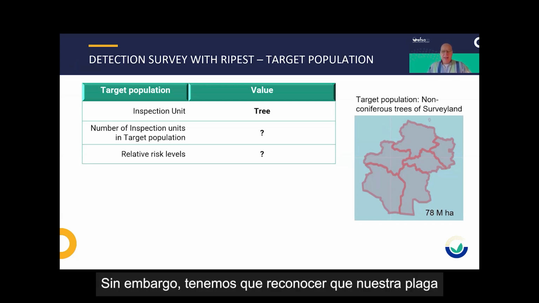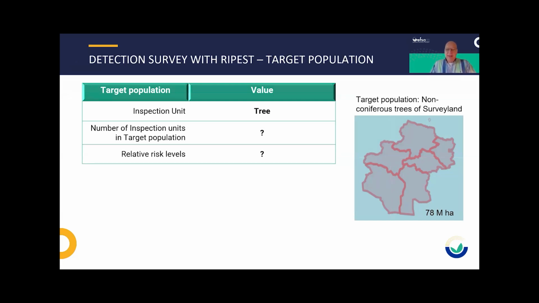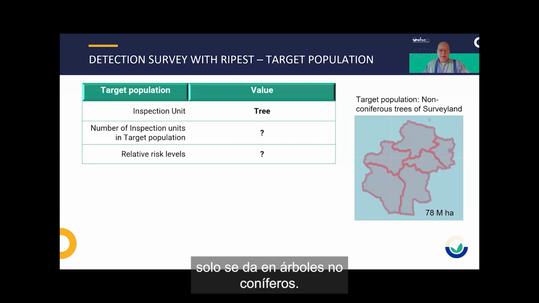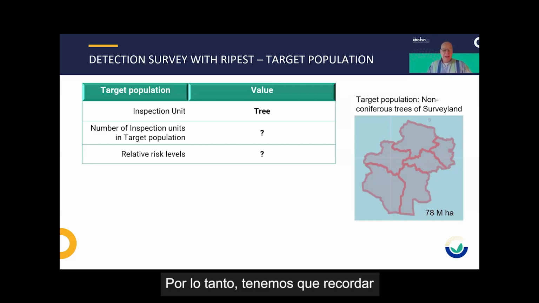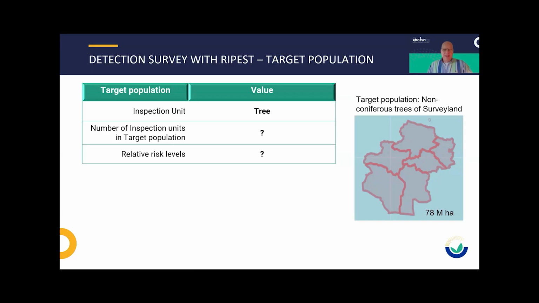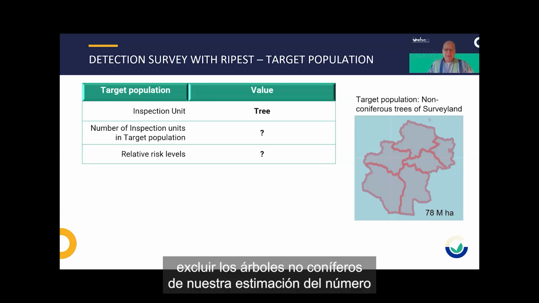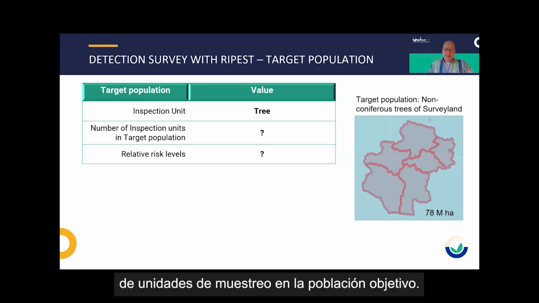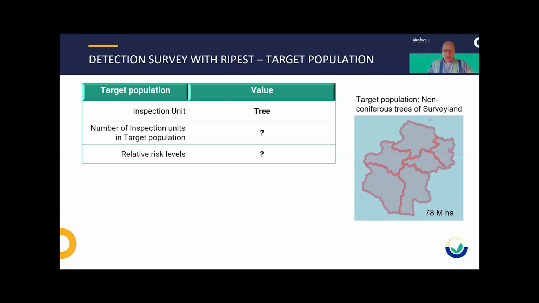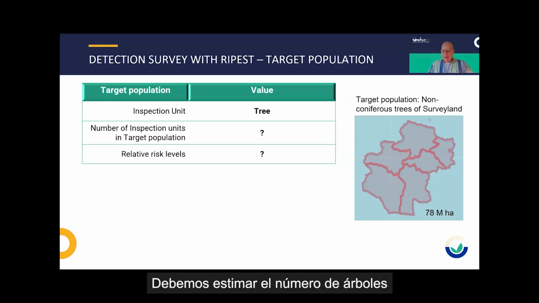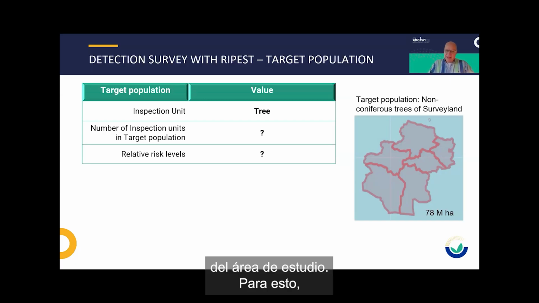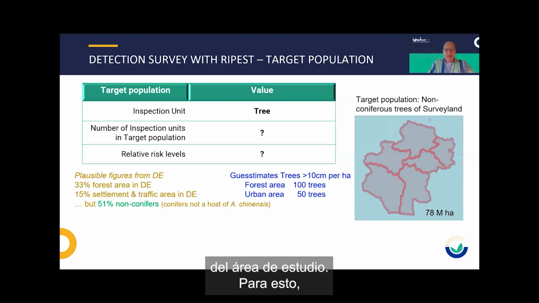However, we have to recognize that our pest is only interested in non-coniferous trees. So we have to remember that we have to exclude the coniferous trees in our estimation of the number of inspection units in the target population. So next we have to estimate the number of trees actually in Surveyland.